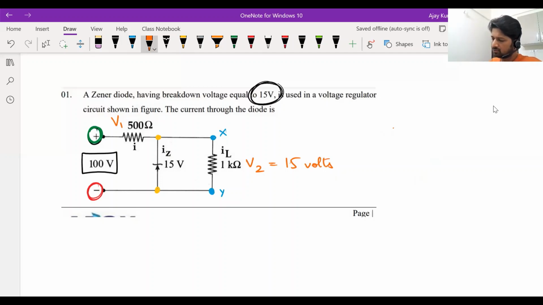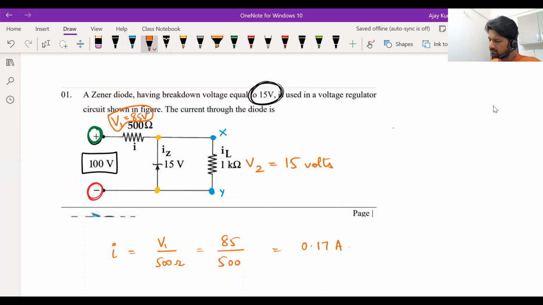If V2 is 15 volts, then V1 now becomes 100 minus 15, 85 volts. Okay, now what is the use of V1? Why are we even talking about V1? Using V1, we can tell the current I. I is V1 divided by R1, 500 ohms. So 85 divided by 500 ohms. Okay, 85 by 500, so 0.17 ampere is the current I.